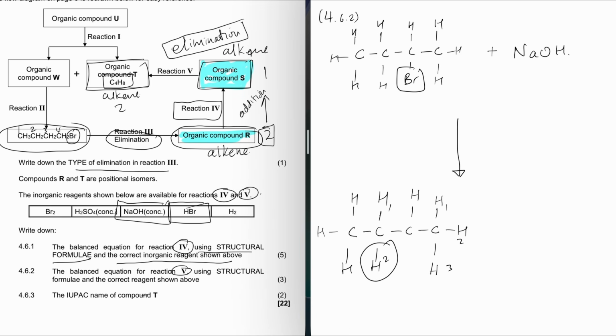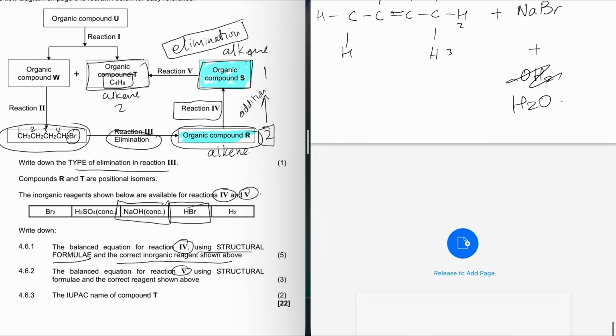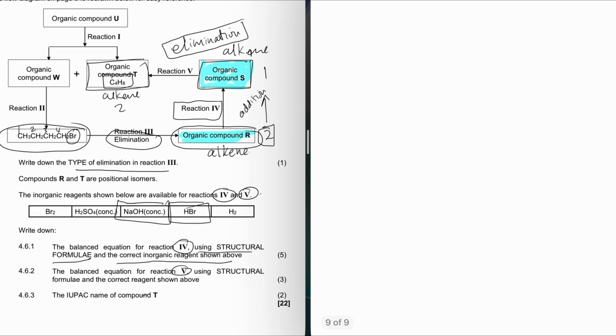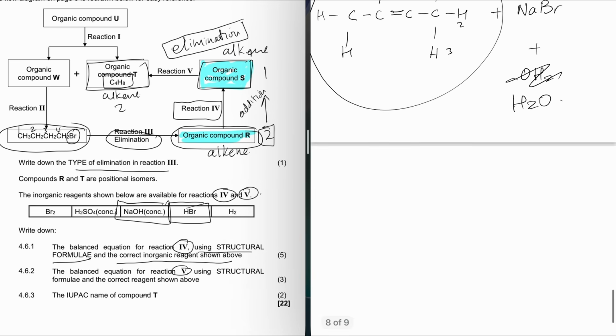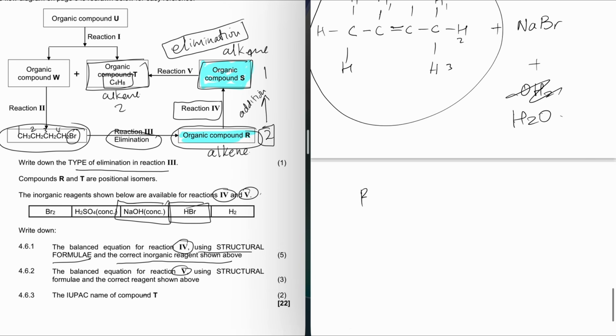So our product is going to have a double bond that's formed here. And some of the byproducts are going to be Na, and it's going to have taken the bromine, so NaBr, and then the OH is going to take the water, so you're going to have H2O. Let me just write that a bit better. So H2O. And then the last question, write down the IUPAC name of compound T. This is compound T. So compound T is simply going to be butene.